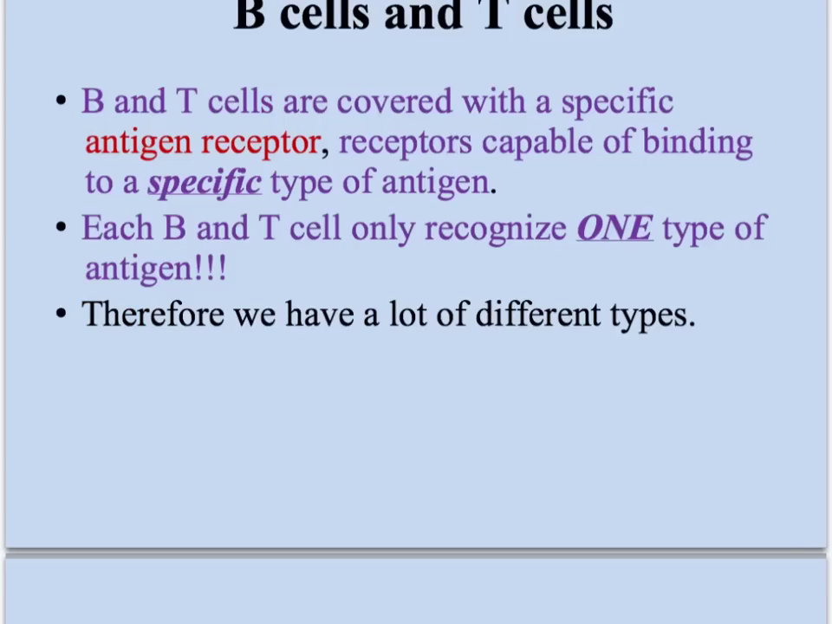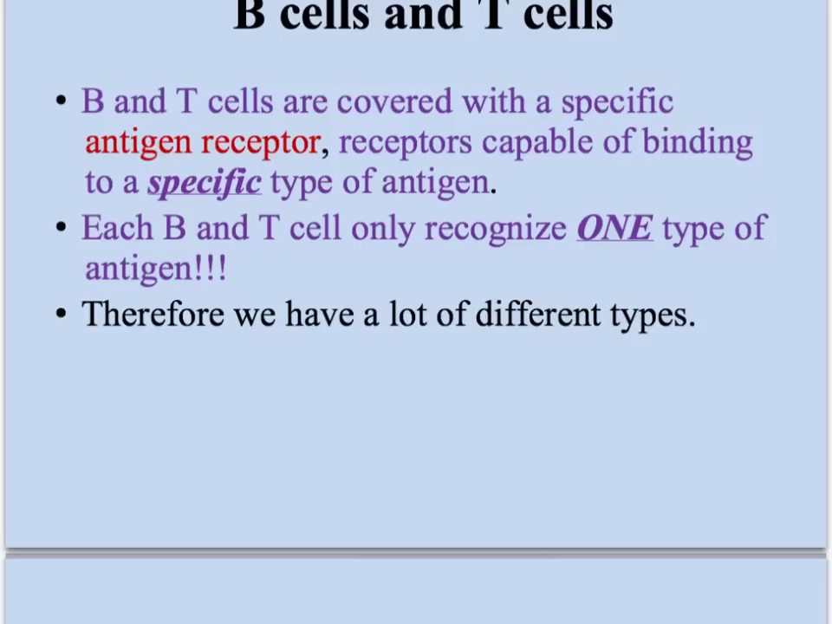So B and T cells. Each B and T cell is covered with a specific antigen receptor, okay? So it will recognize only one specific type of antigen. So each B and T cell only recognizes one type of antigen. That's a very important point.